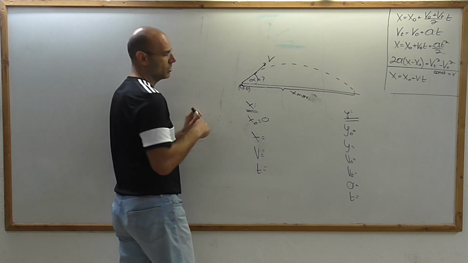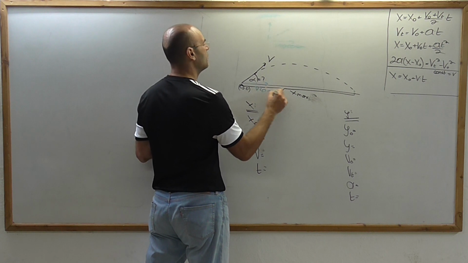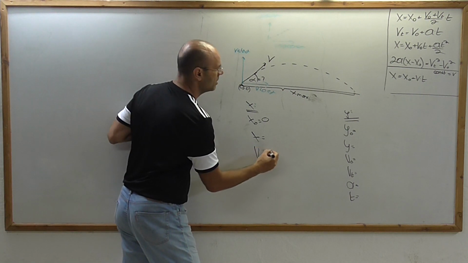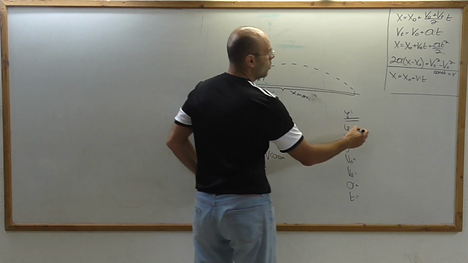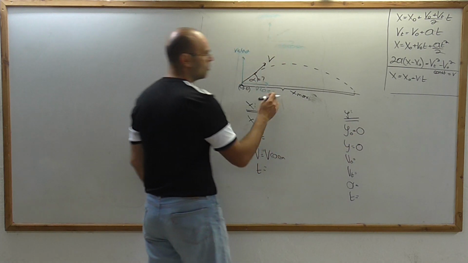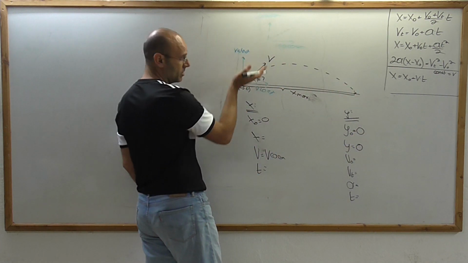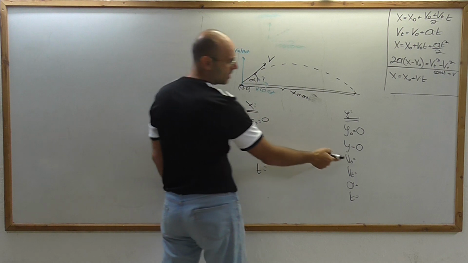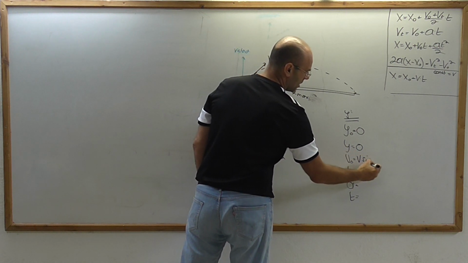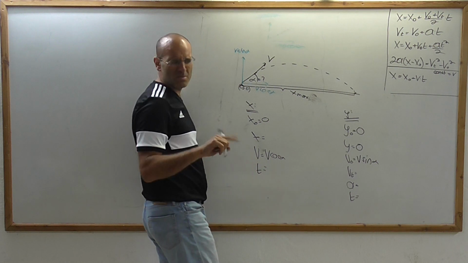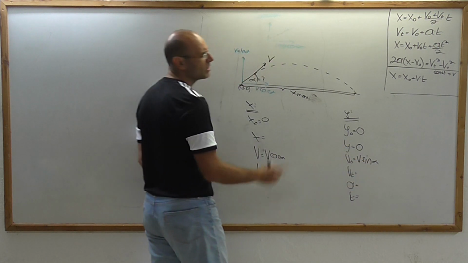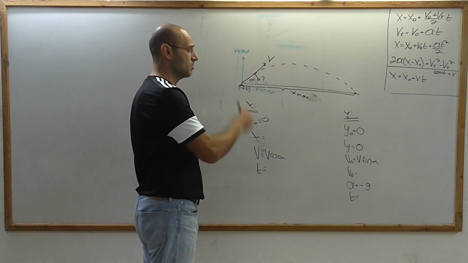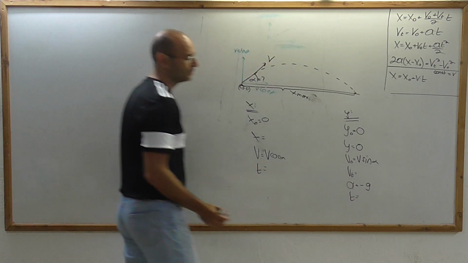V, we should separate into v cosine alpha and v sine alpha. So v for x will be v cosine alpha. y0 is 0. Y final is also 0 because it reaches the ground. So on the y-axis, it reaches the same place it started from. v0 is v sine alpha. V final, we know it's a symmetrical problem, so we can write minus v sine alpha, but really it doesn't matter. A is minus g. Again, I write g instead of 10 because it's a problem with letters. And t, I don't know.